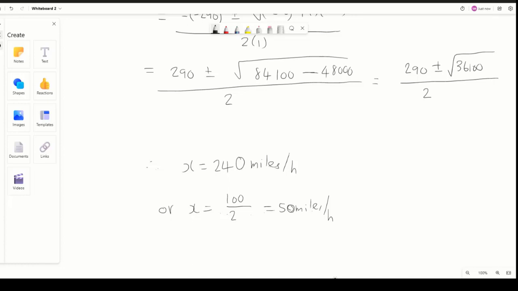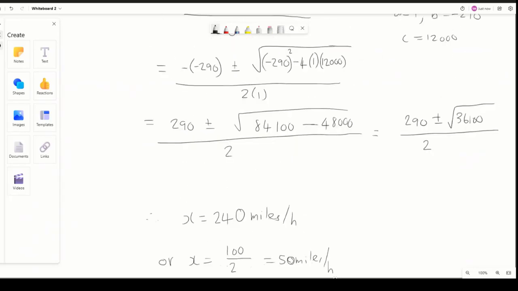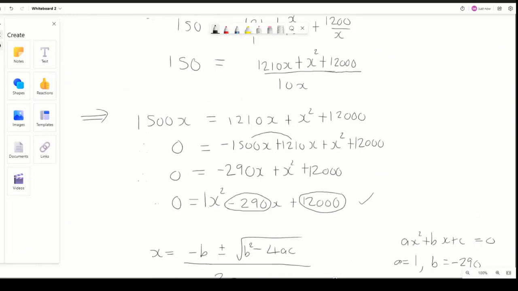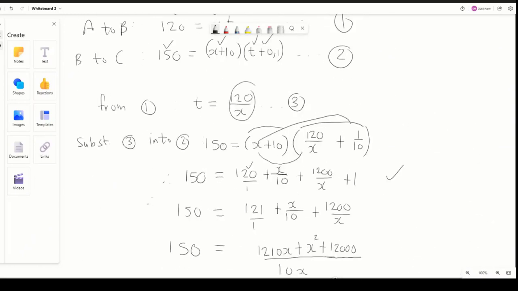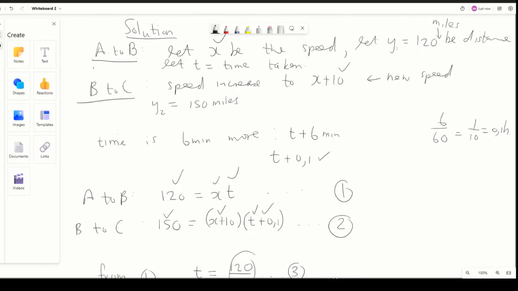So now we have to decide which one of these is the correct one. Do you agree with the second calculation also, guys? Yes, it's correct, 50 miles per hour. So x is either 240 miles per hour or 50 miles per hour. Let's check which one makes sense. I'm not sure if you got an answer from where you worked from. Is there an answer to that?